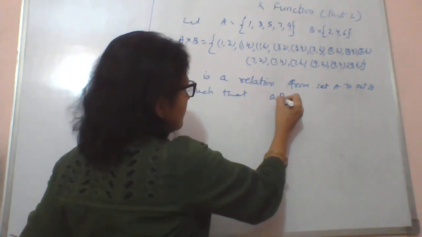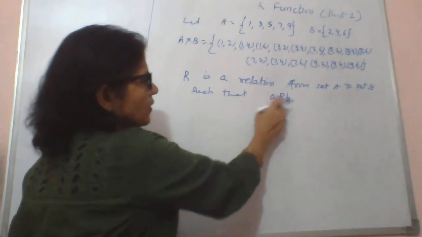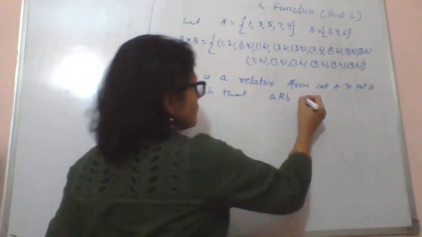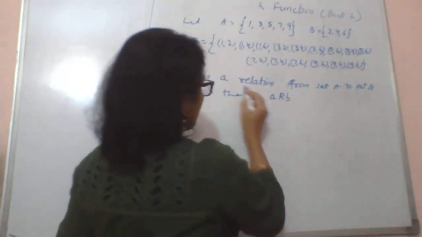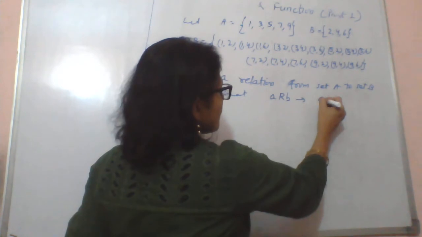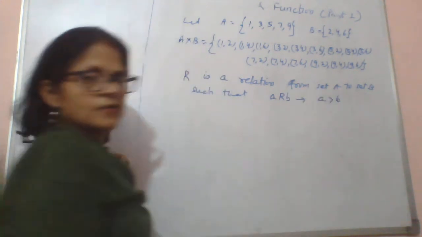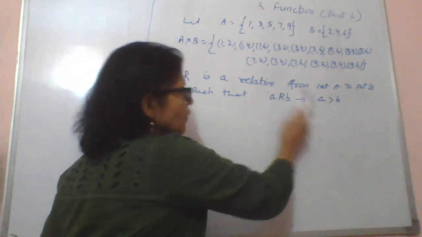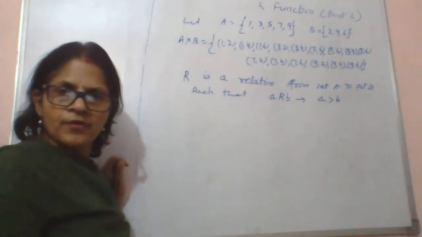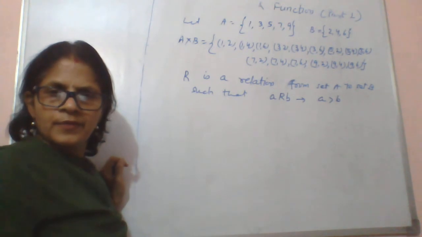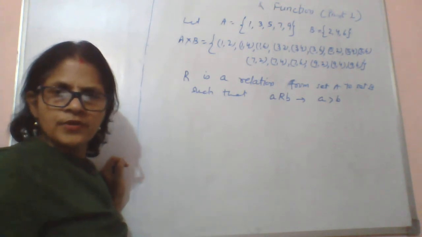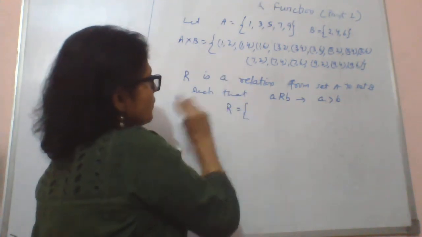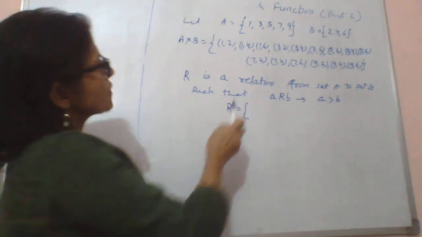A R B, so I am denoting the relation here, A R B means A is related to B, defined by A is greater than B. Suppose I take it like this, it means I have to search for the ordered pairs in which A is greater than B, meaning the first component is more than the second component.